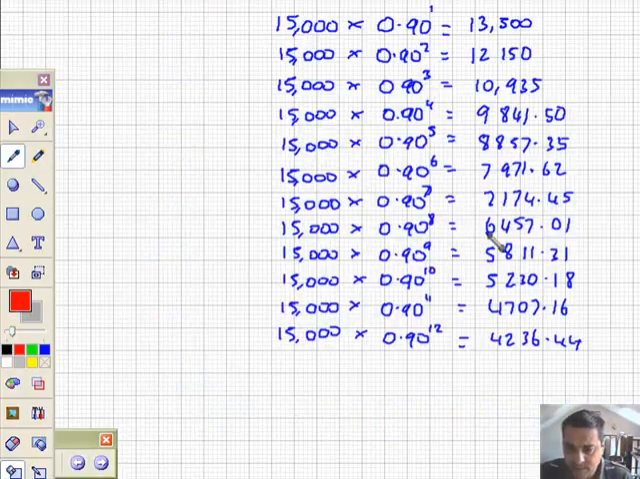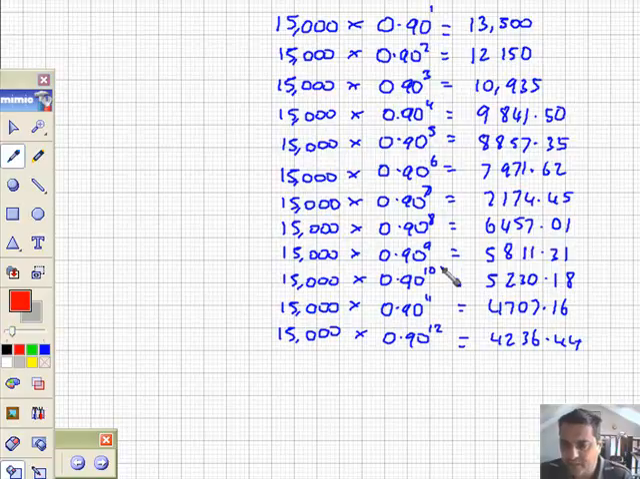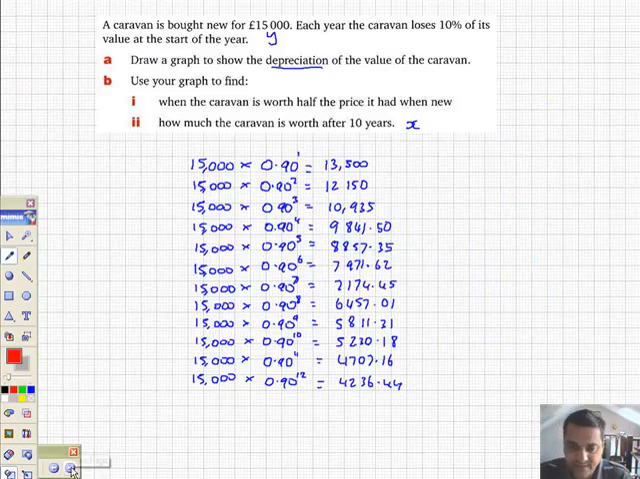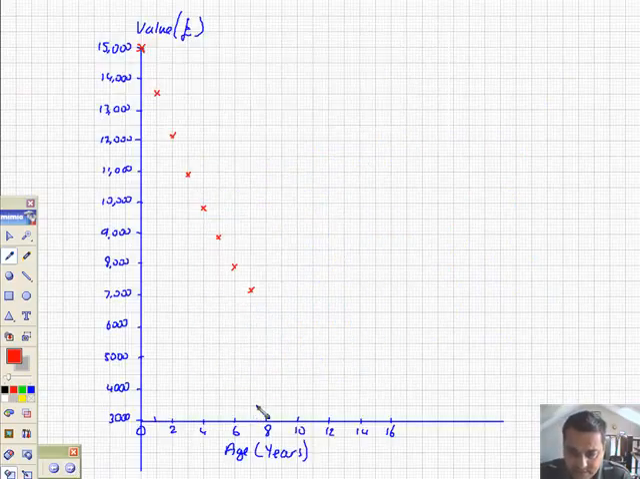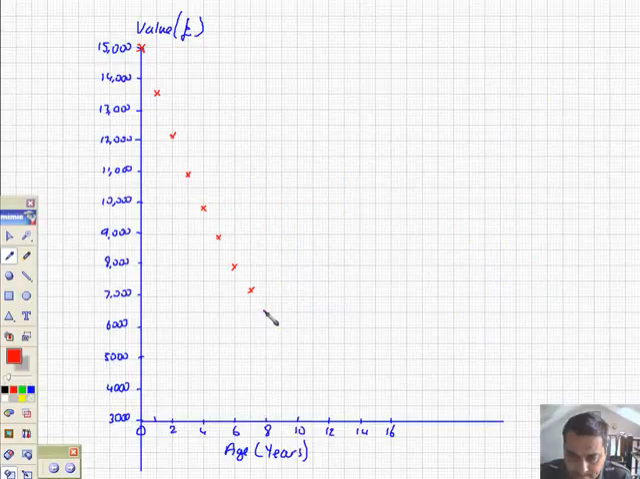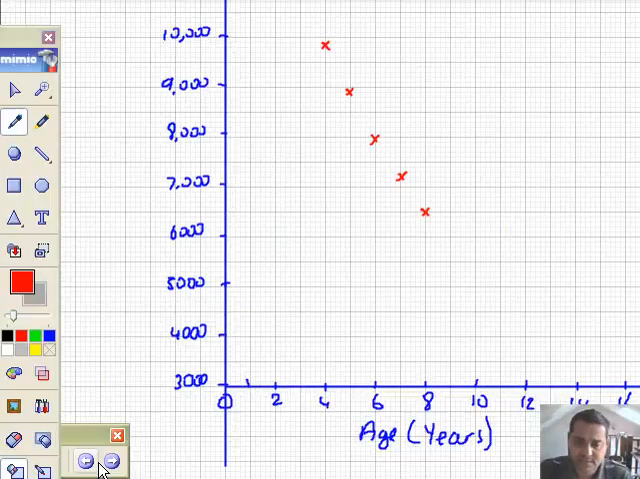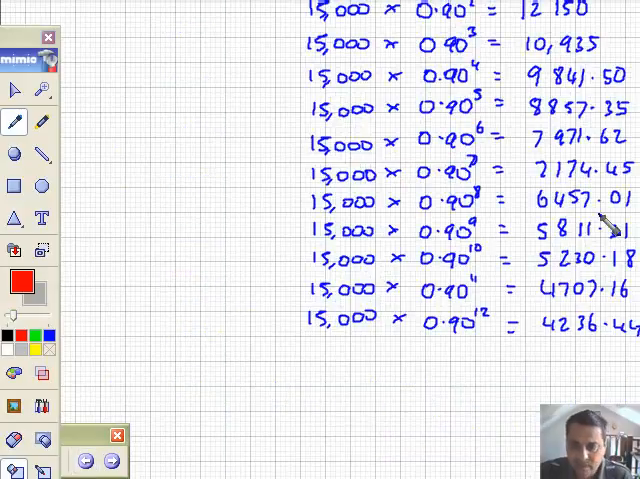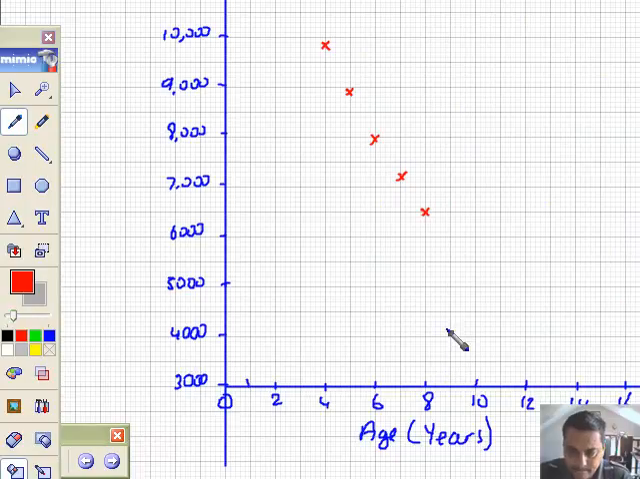And then 8 years, 6457. So I'm going to call that 65 after 8 years, 6,500. Getting a bit of a curve now. Again, the rate at which it's depreciating is the same, but the difference is less each time. So next one, I've got 5.8 on 9 years. 5,800 is going to be just 100 below the 6,000.